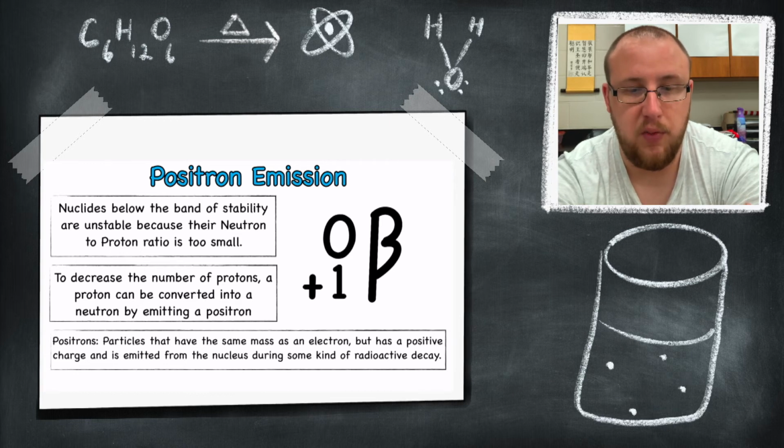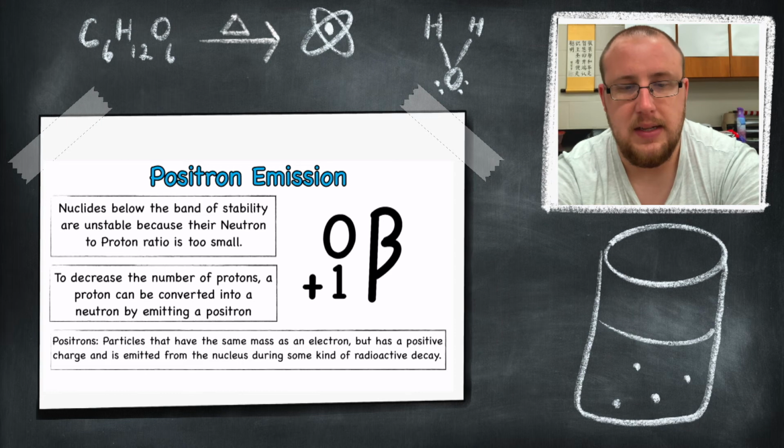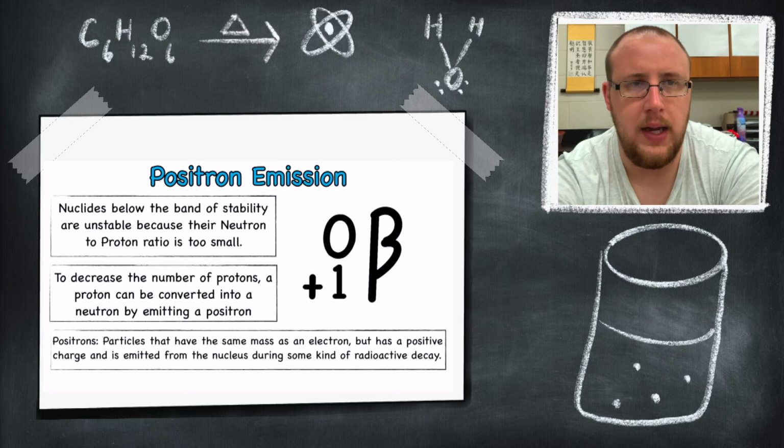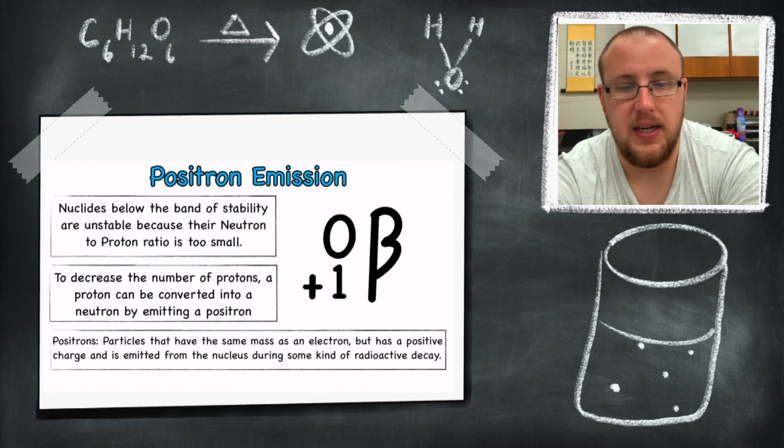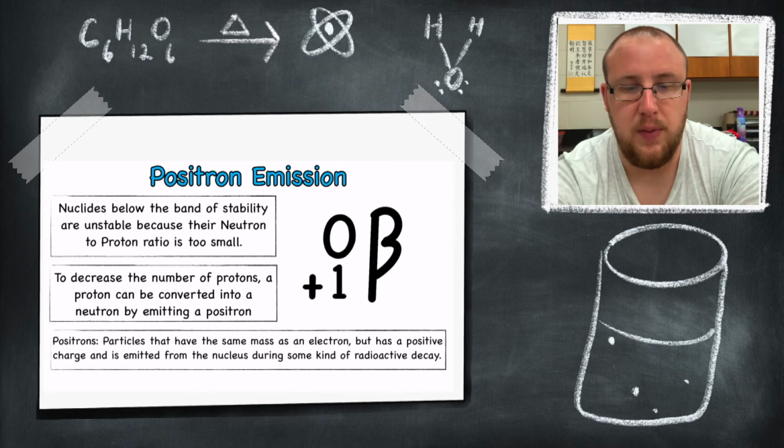To decrease the number of protons, a proton can be converted into a neutron by emitting a positron. Okay, so what happens here? An atom has too low of a neutron to proton ratio, so it emits our positron, and our positron basically converts a proton to a neutron, and then the positron leaves. Okay, positrons are particles that have the same mass as an electron but have a positive charge and are emitted from the nucleus in the same kind of radioactive decay.